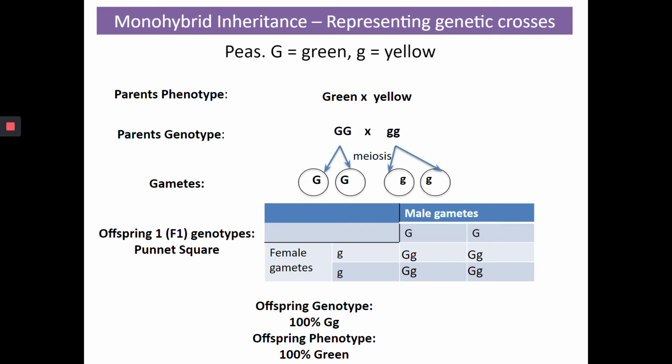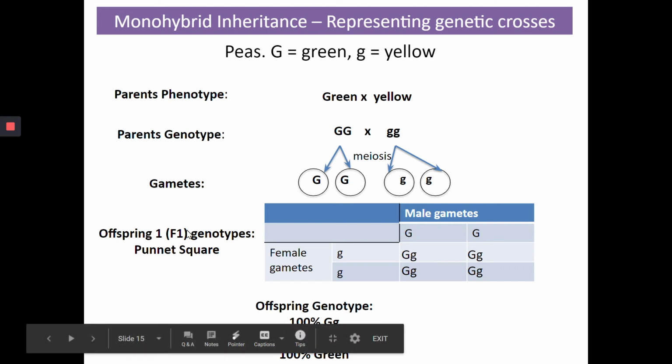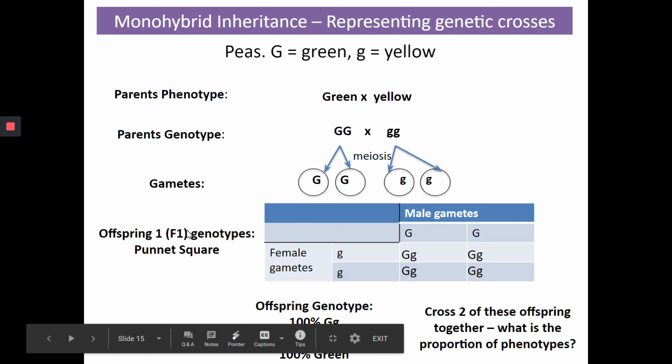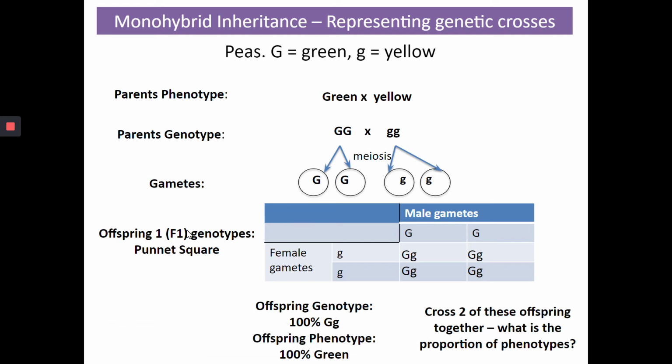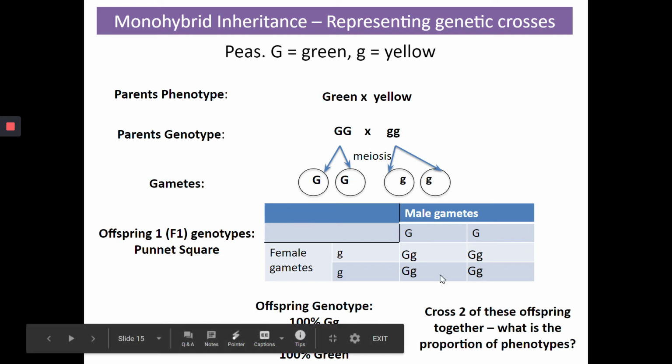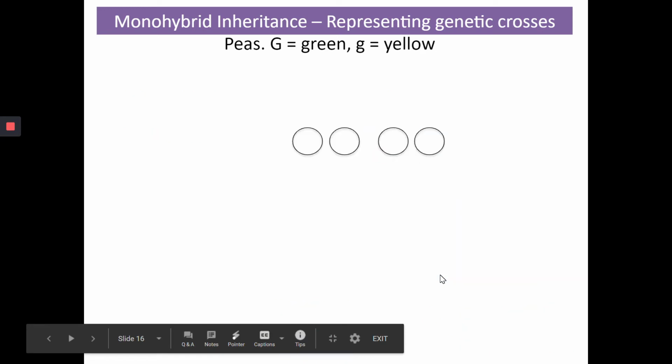Now since it is monohybrid inheritance that we are studying, Mendel didn't stop over here. What he did, he literally took two siblings, that is two plants from this F1 generation, and then fertilized them. So our next step would be crossing these two offsprings together and seeing what phenotypes they get.